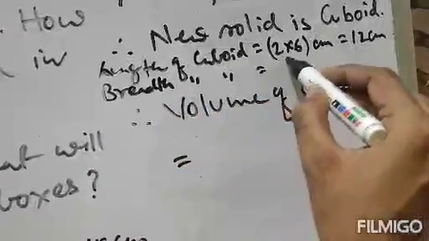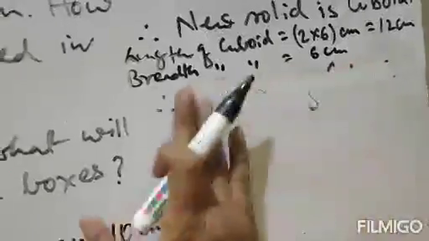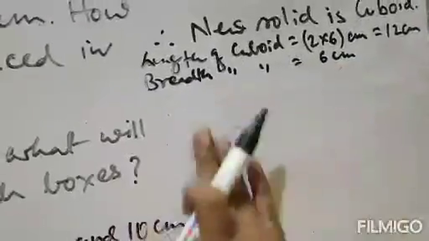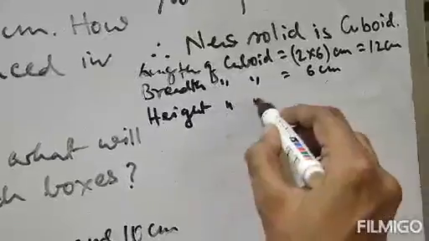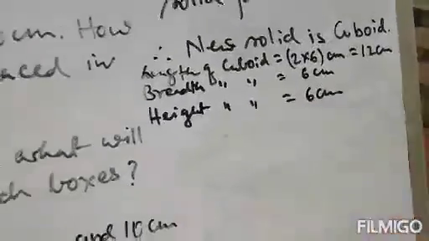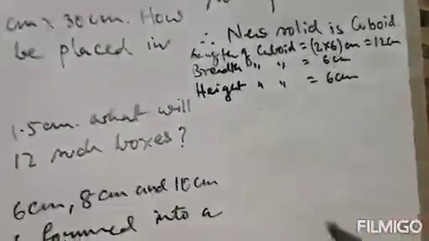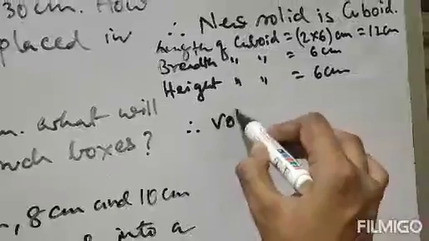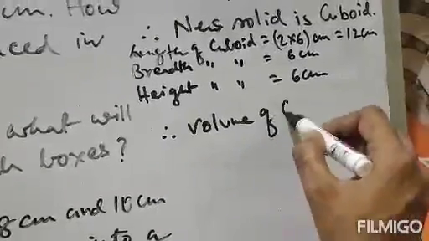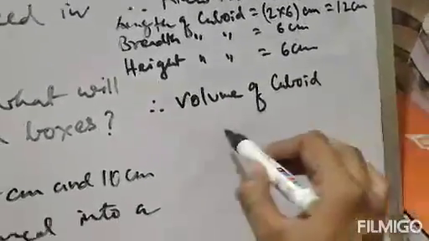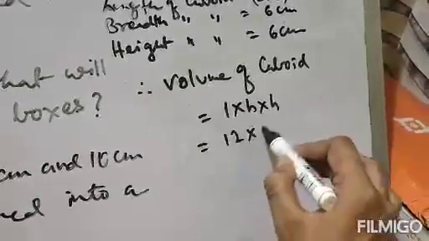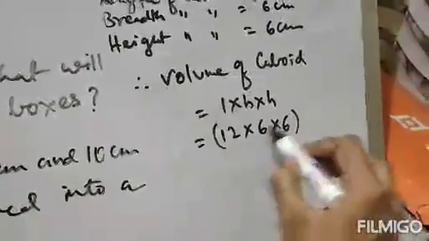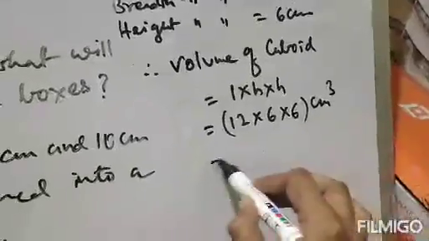So breadth of cuboid will be 6 centimeter, and height of cuboid will also be 6 centimeter. So we have got length, breadth and height. Now find the volume of cuboid. Therefore volume of cuboid will be L into B into H. Length is 12, breadth and height is 6 centimeter each. That is centimeter to the power 3.